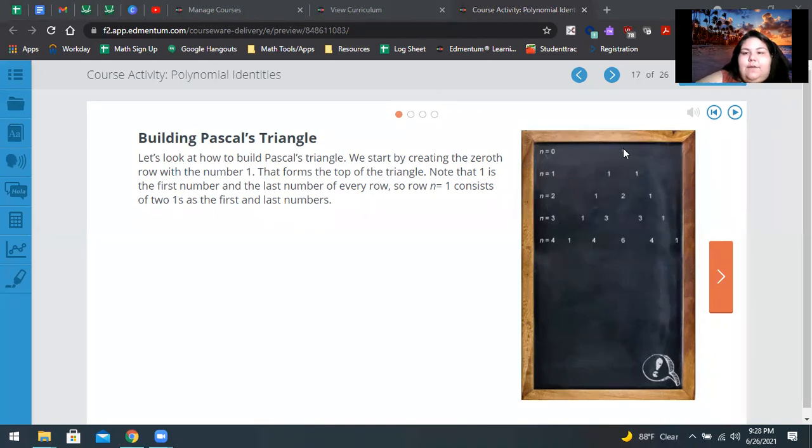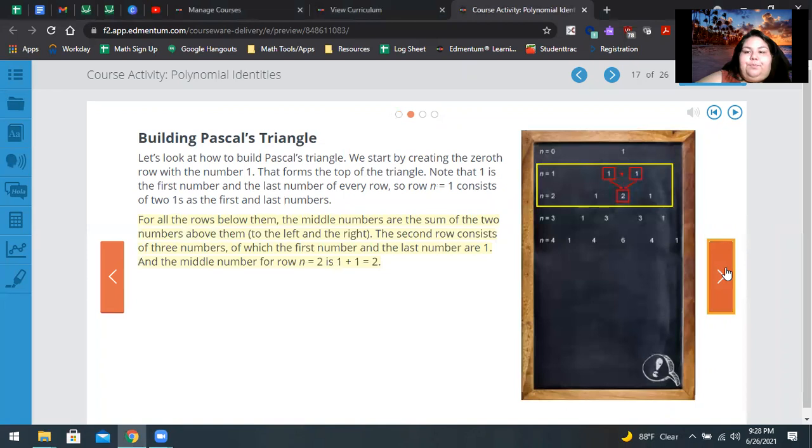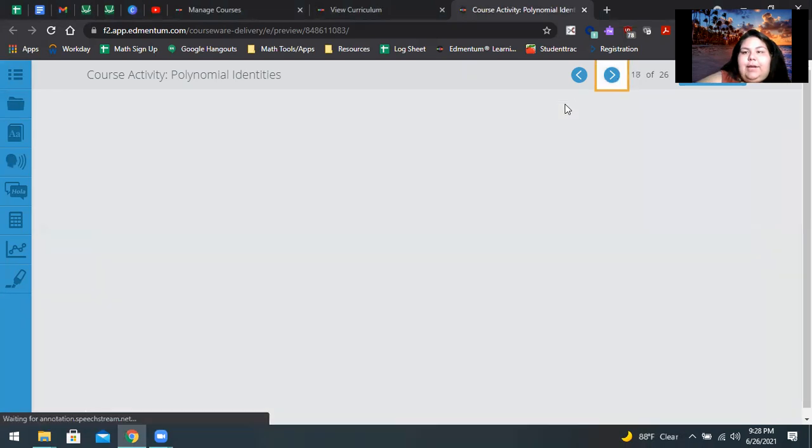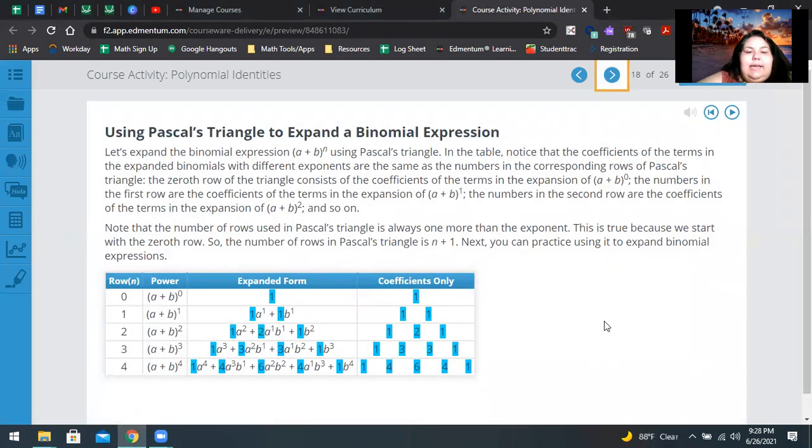And then again, starting from the very top, we start with the degree power of 0. Then the next row is 1, next row is 2, next row is 3. So that's what they're describing there. Let's go ahead and move into slide 18.